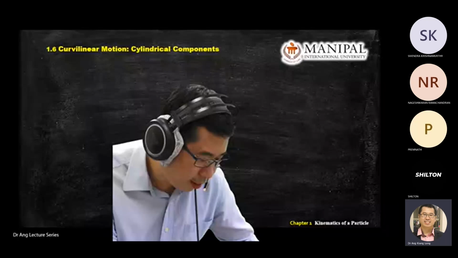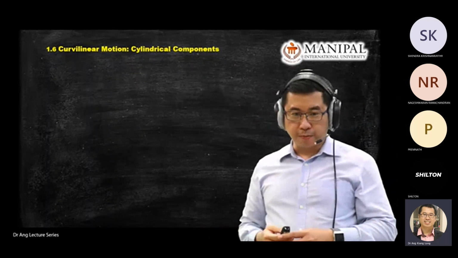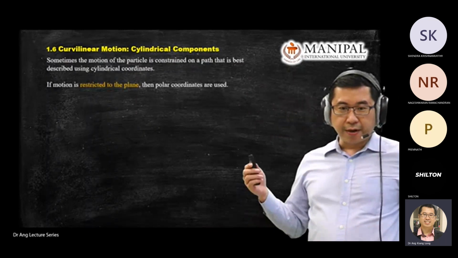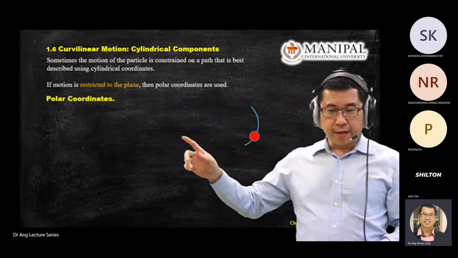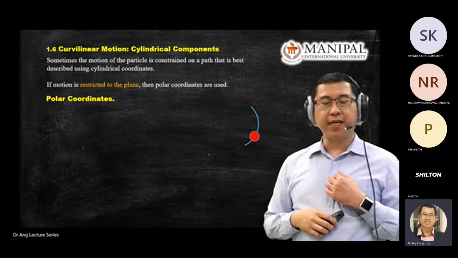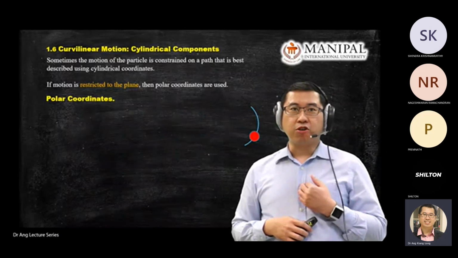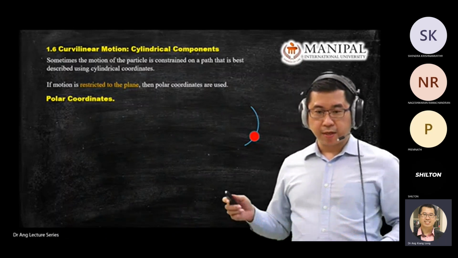Now, in this part, we're going to look at a new coordinate system. We will use cylindrical components. You can read this. So we'll look at what polar coordinates are. I think you can relate this to your statics module or dynamics module, right?